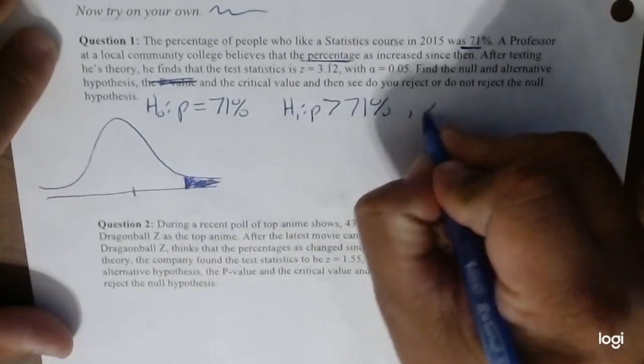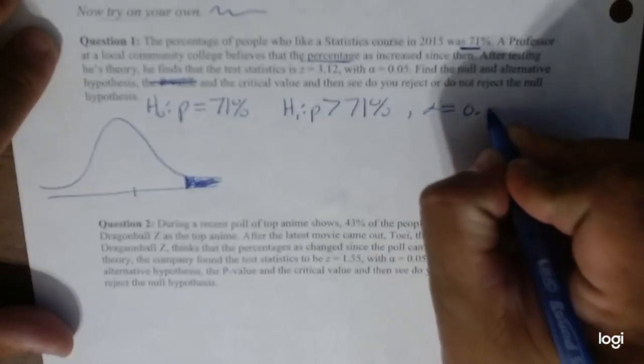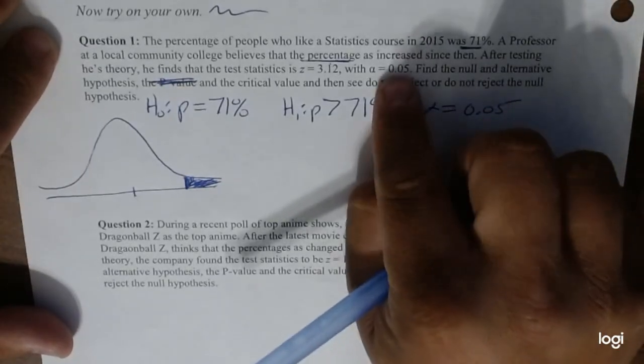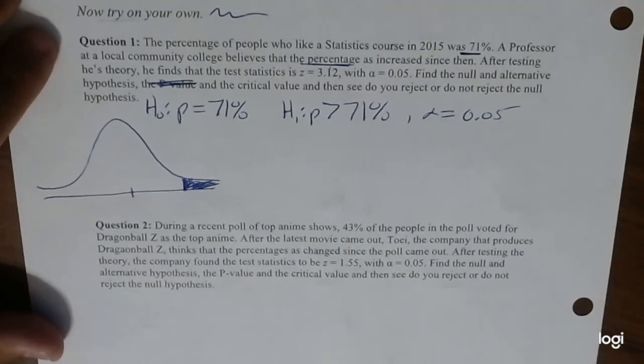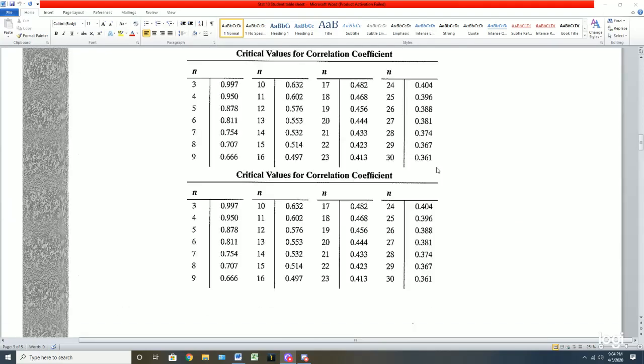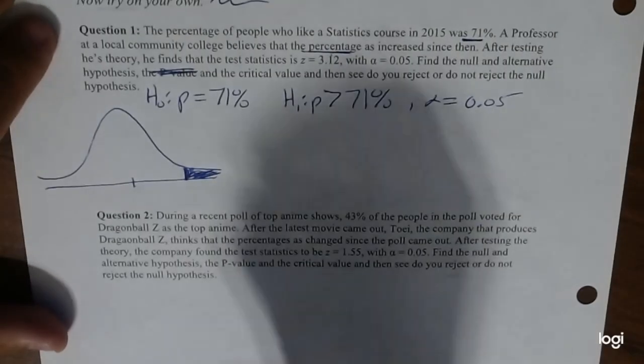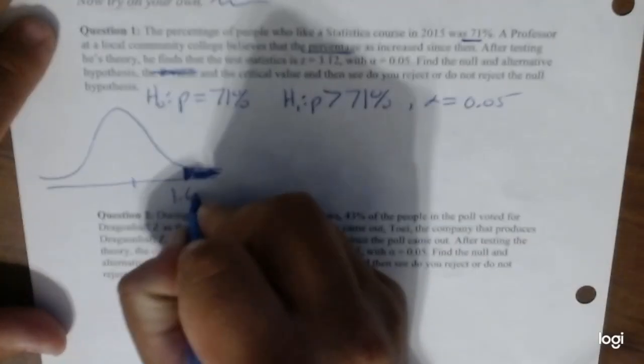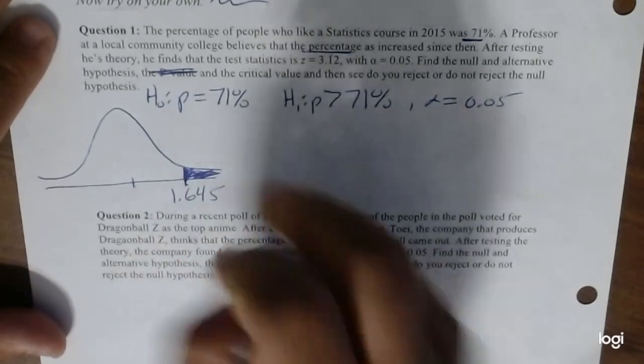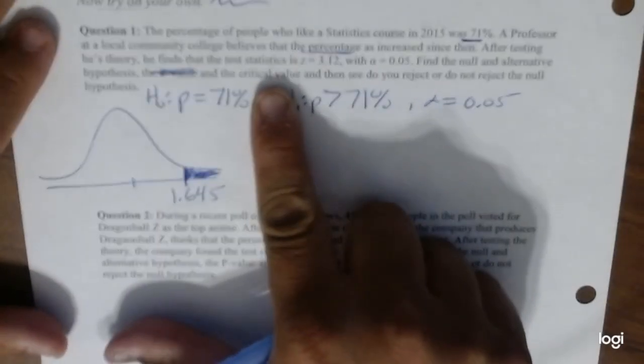Okay. Alpha is given to us to be 0.05, right? So now what do we get? Going right back to our portion, we have a right tail test. Alpha is 0.05, so our critical value is 1.645. That is our critical value.